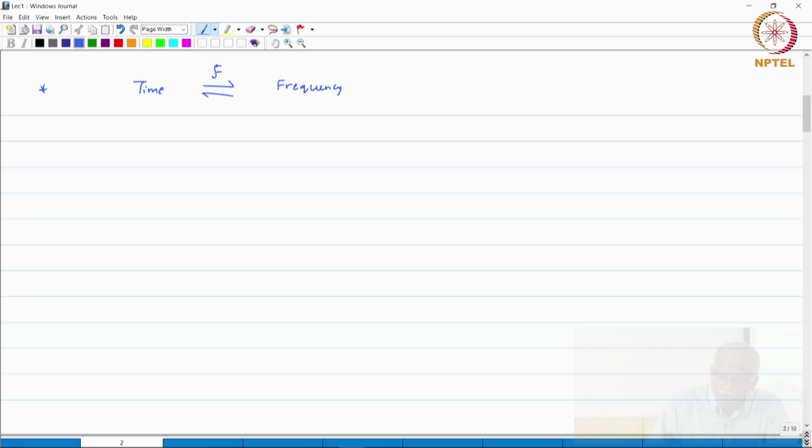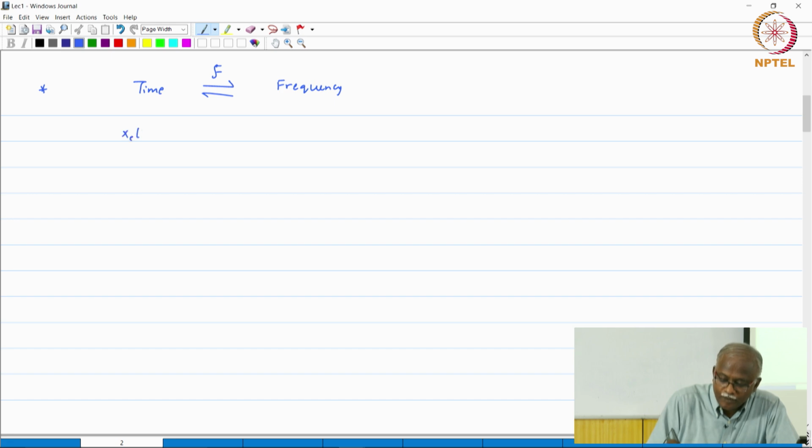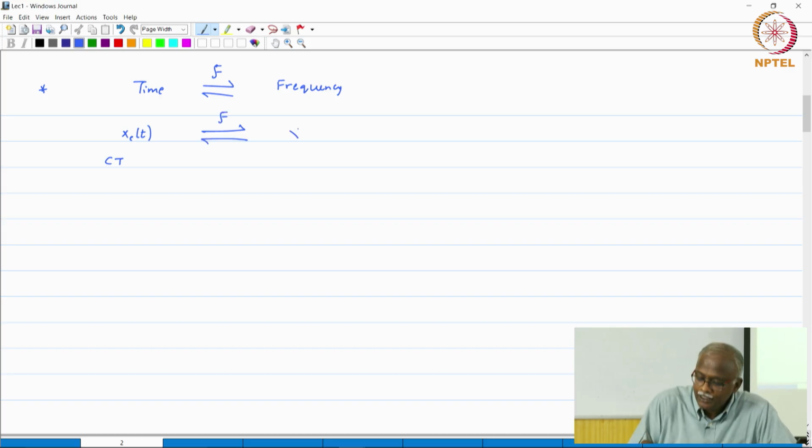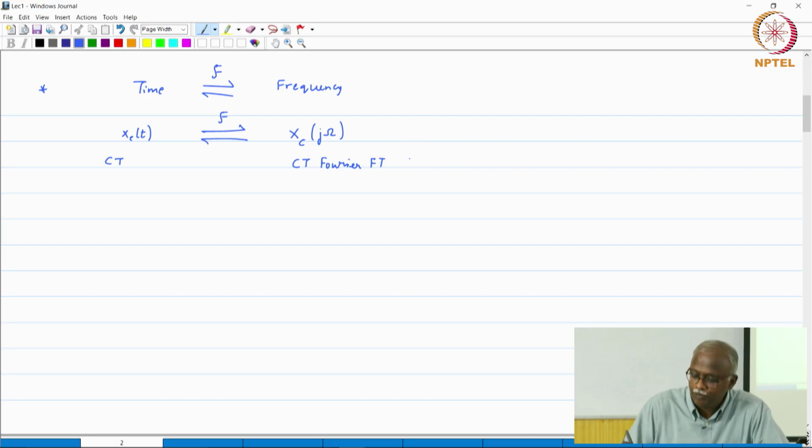For example, in the context of a continuous time signal, so this would be x_c(t), continuous in time. If I took the Fourier transform of this signal, I would get X_c(j omega). The subscript c stands for continuous, because if you drop the subscript, we will assume that we are in the discrete time domain. So this is the continuous time Fourier transform, something that you would have studied in the course on communications, referred to as the CTFT.